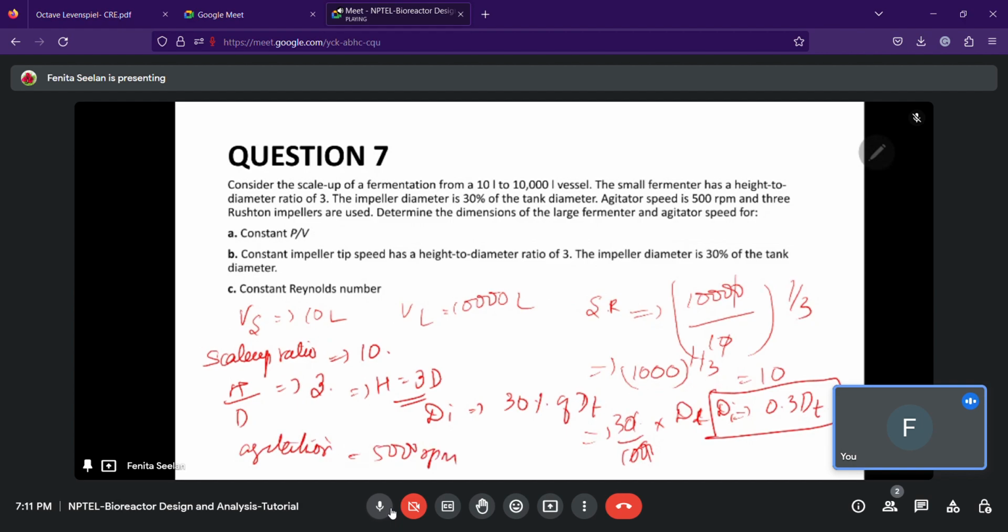So you were asked to calculate what? You were asked to calculate the dimensions of the larger fermenter and the agitator speed by using three criteria. For example, question A is constant P by V, question B is constant impeller tip speed, and question C is constant Reynolds number. This is very similar to your first problem which we solved. So you can solve it on your own, but we will take a few minutes to read the question and start solving.